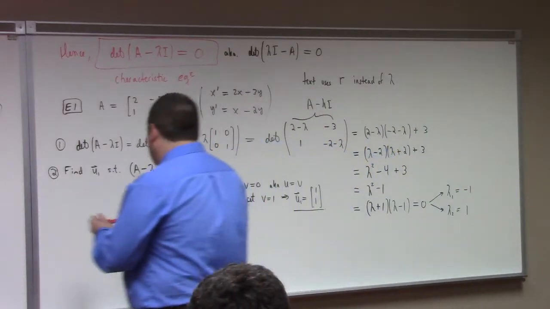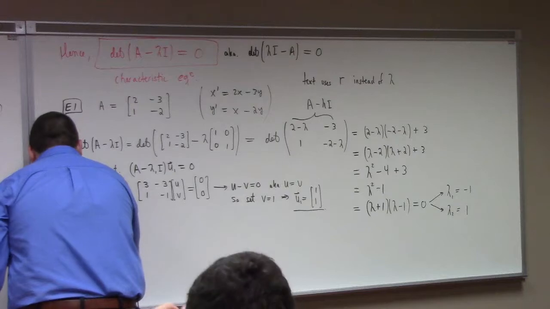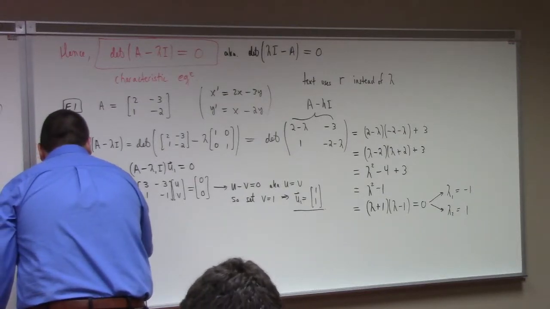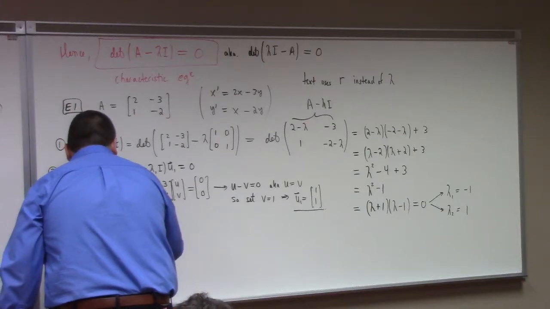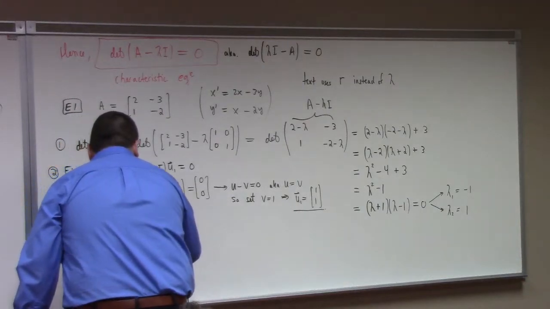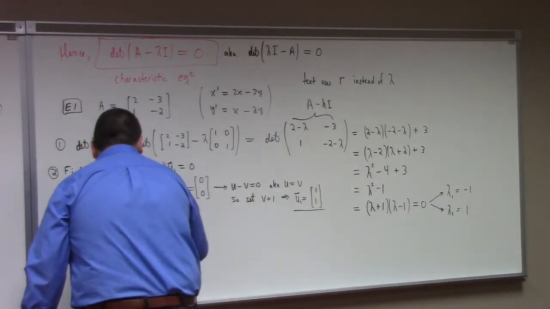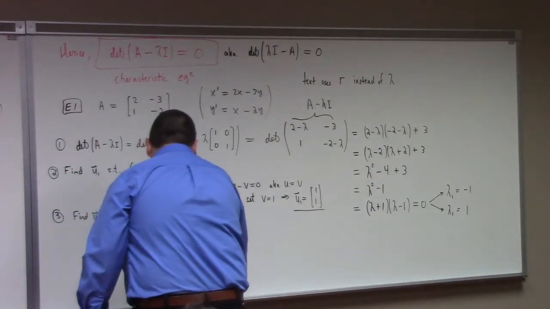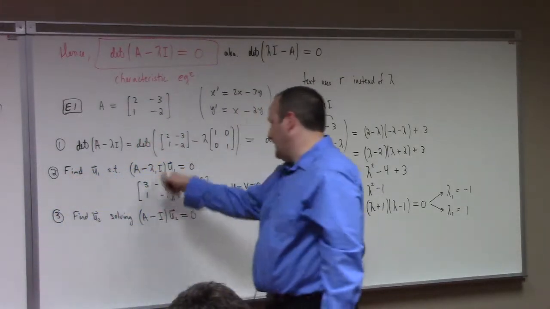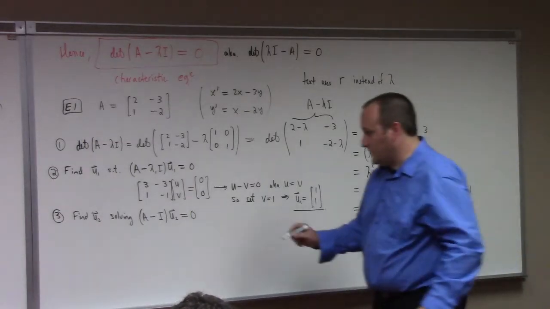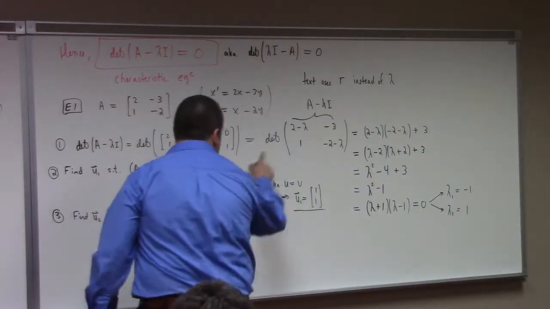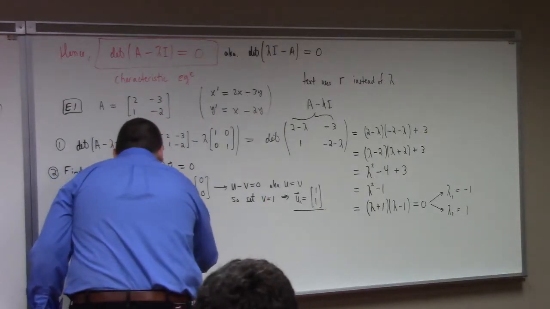Step 3 in this problem is to find u2, solving (A minus I) u2 equal to 0, right? This is what that looks like when lambda 2 equals 1, right? So specifically, that is 1 minus 3.